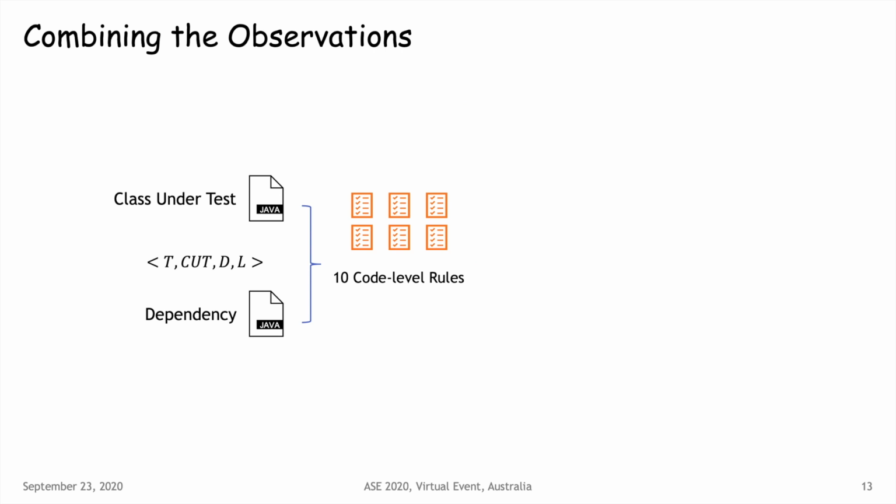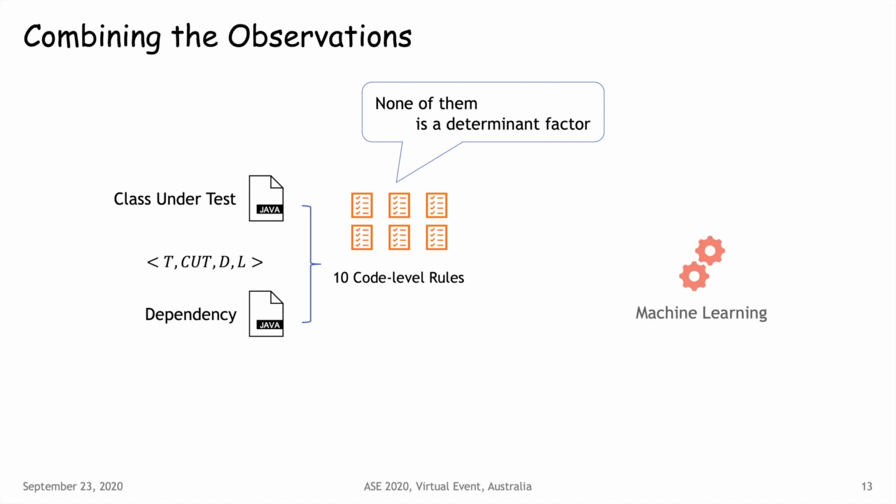Similar to the examples we just mentioned, in the empirical study, we disclosed 10 code-level rules. However, none of them is a determinant factor. Therefore, we decided to combine them using machine learning.